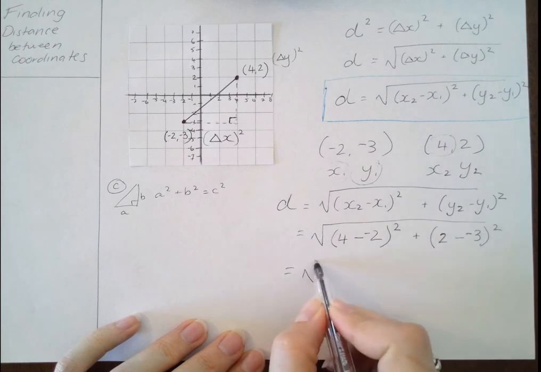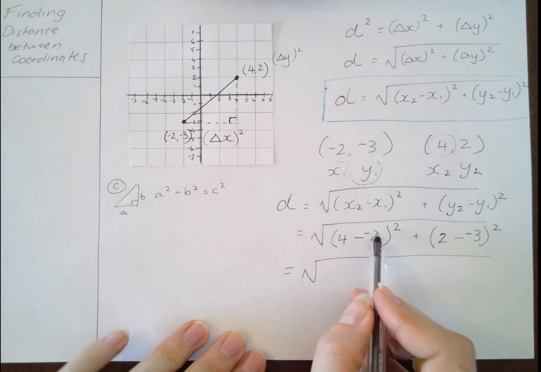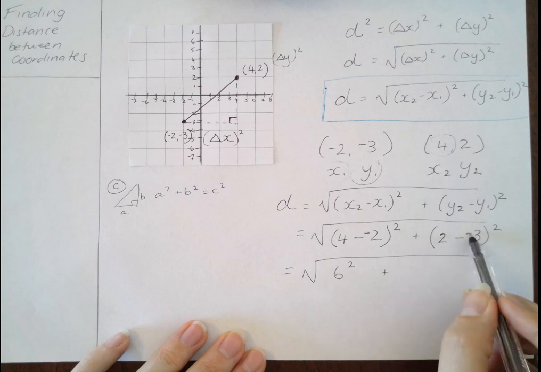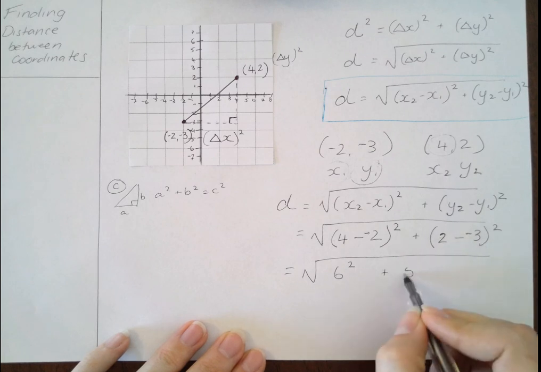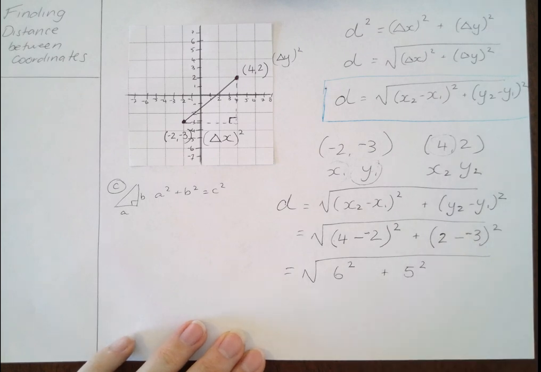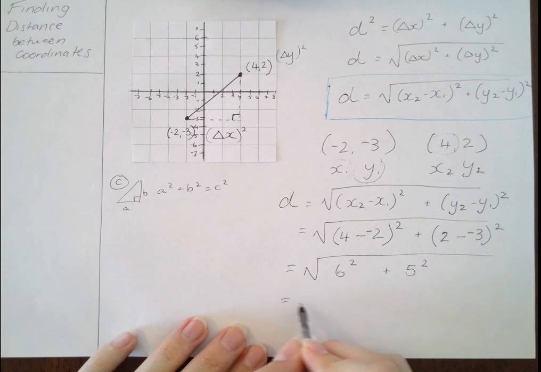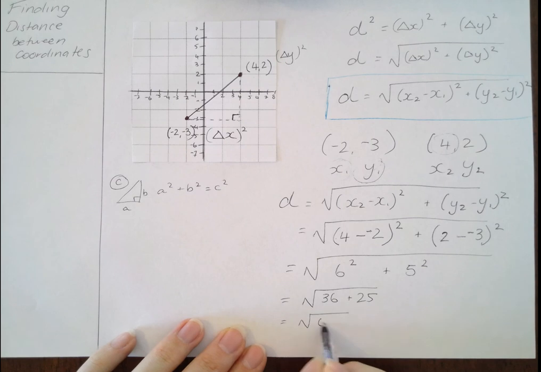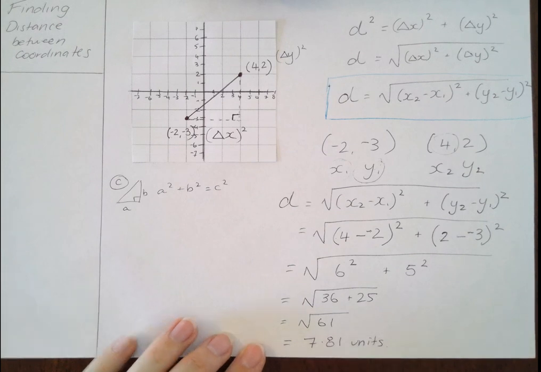Okay, let's do the maths on this now. 4 take -2 is actually, the take and a negative becomes a plus. So we've got 6 squared here, plus 2 take -3 will turn into 5. If you would like to do that on your calculator, to make sure, do that. So now we have these values. We know that 6 squared is 36. We know that 5 squared is 25. We can add them together and we get 61. And if we get our calculator and do the square root of 61, we will find that the distance between these two will be 7.81 units.